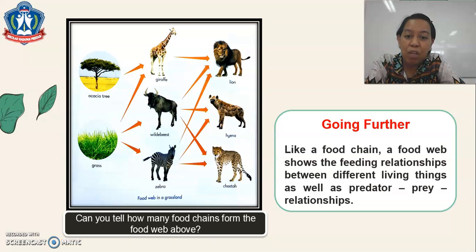Can you tell how many food chains form the food web above? Try to study the diagram, children, and take your time to answer and write it in the Google Classroom.